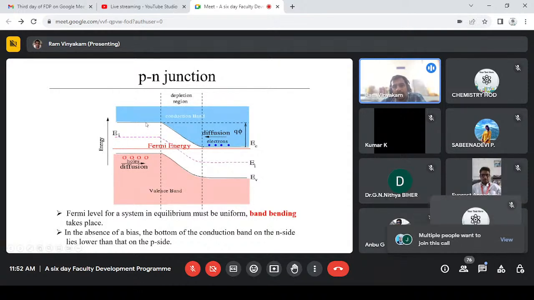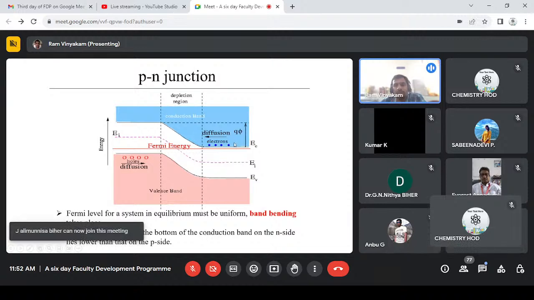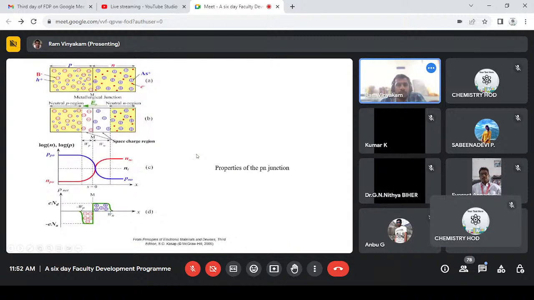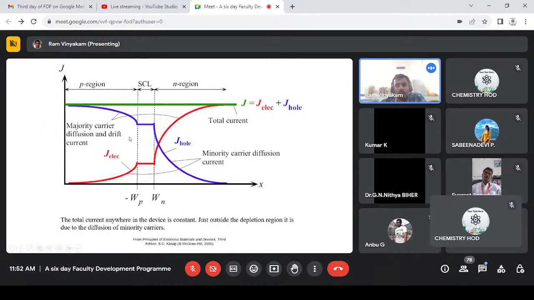The difference between the energy levels of the conduction band from p to n forms a barrier for the movement of electrons from n to p. In the case of holes along the valence band, it is the reverse: it will be easier for holes to move from lower to higher energy rather than from higher to lower. So these are some basics of the space charge region, and how the electrons and holes evolve.